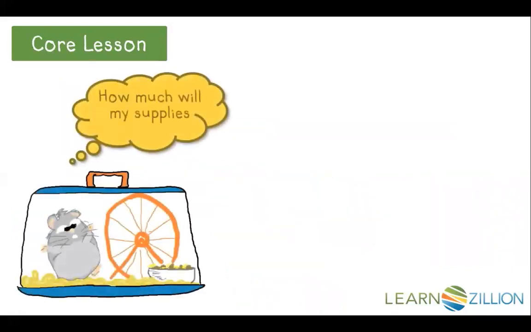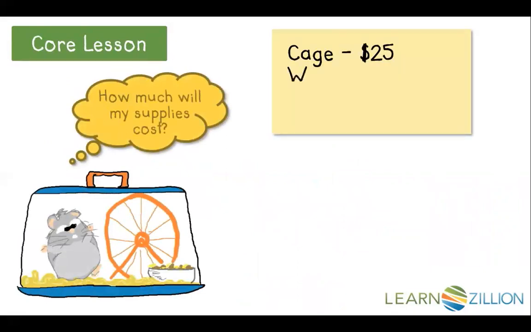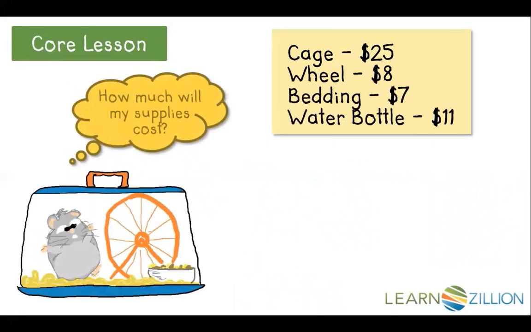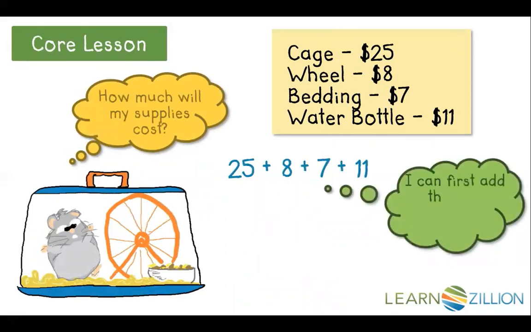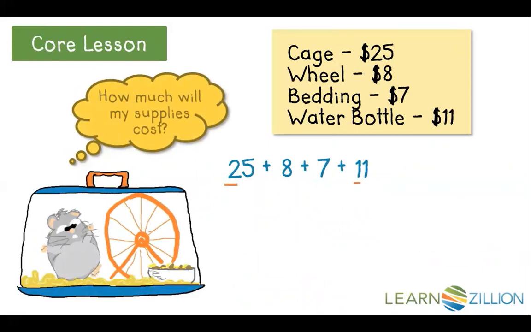How much will the hamster supplies cost? The cage costs $25, the wheel is $8, the bedding is $7, and the water bottle costs $11. We will add 25 plus 8 plus 7 plus 11. Remember, we can first add the tens together and then the ones. So I will add 20 plus 10. There are no tens in 8 and 7, and 20 plus 10 equals 30.